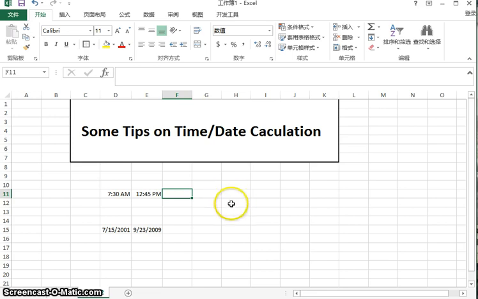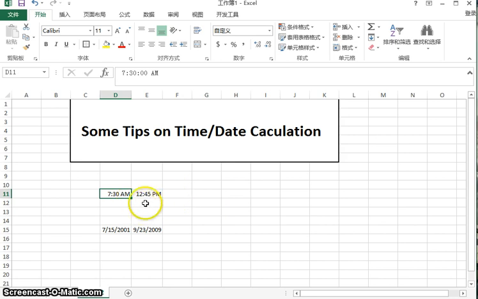This video is about some tips on time and date calculation. There are many common errors when we calculate time or date. The first one I'm going to talk about is calculating time. For this one, I made an example.